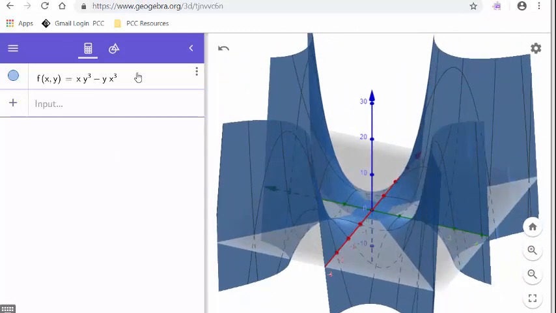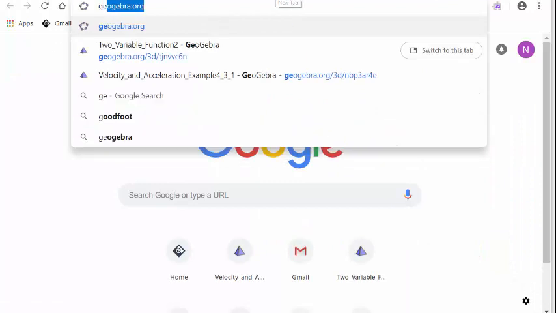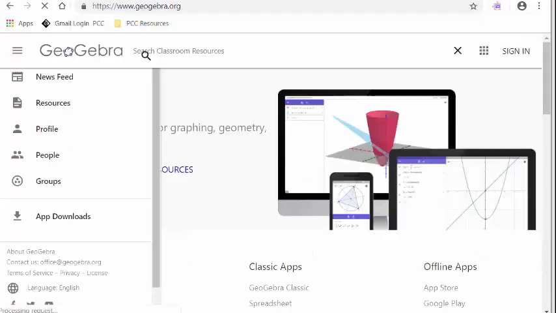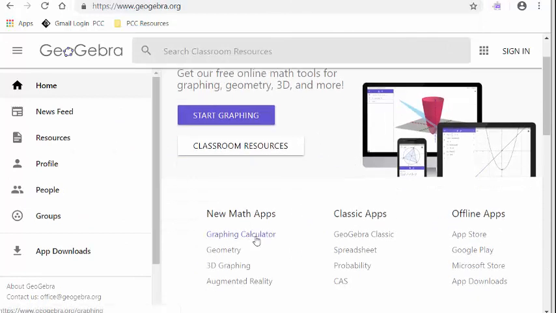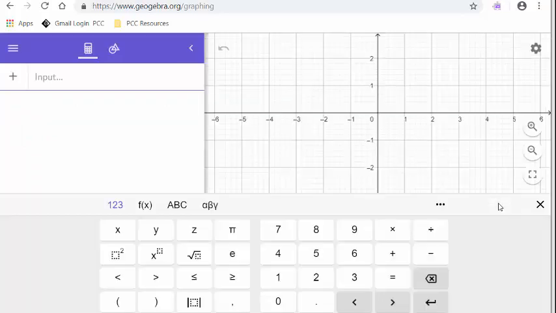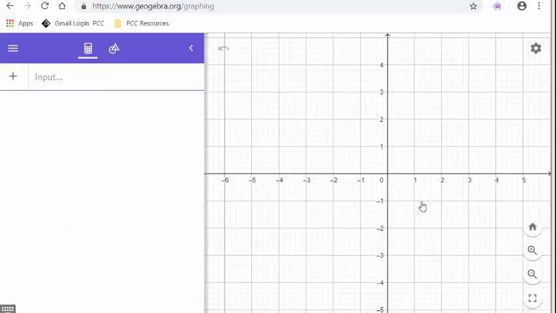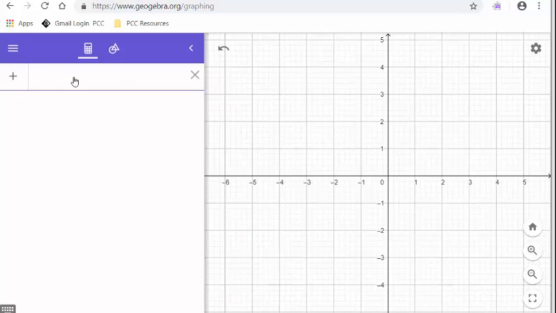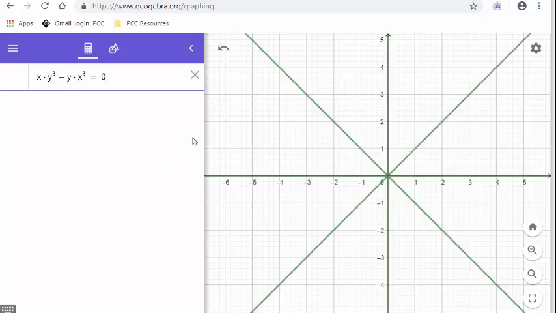So if we want to do our contour graph, I'm going to go ahead and open up a new, just basic graphing calculator in GeoGebra. I just type on my keyboard, so I want to close that. Remember, we have the function is x times y to the third minus y times x to the third. So we want to get different contours. We can start by just setting when is the z value equal to 0. And we see that we get these green lines. So all of these green lines are when we have an output of 0.